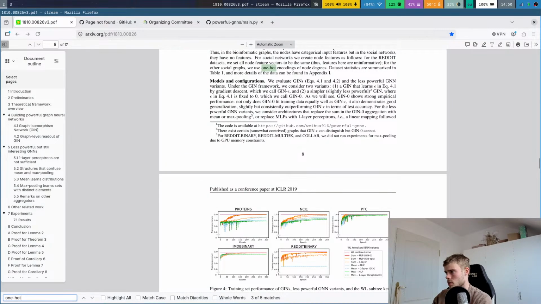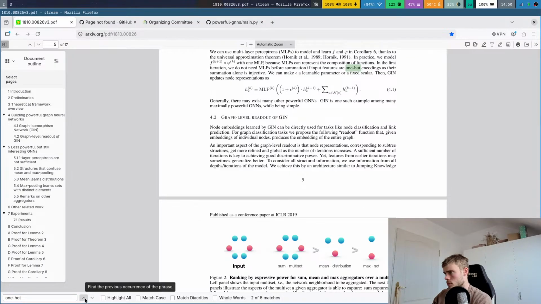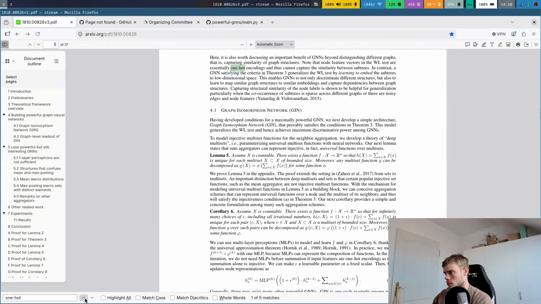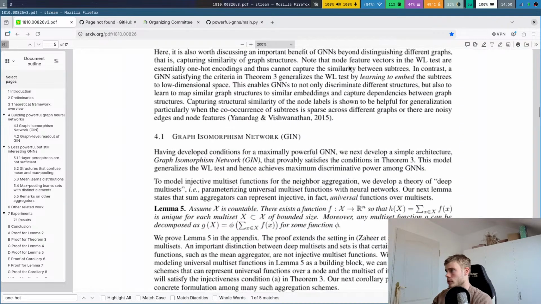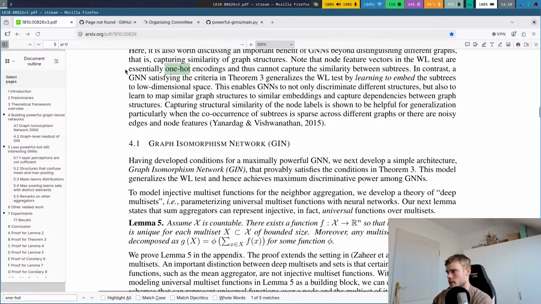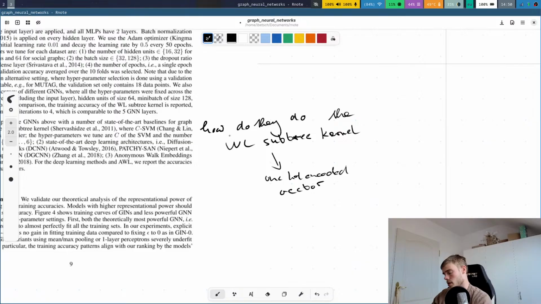1-hot. That node feature vectors in the WL tests are essentially one-hot encodings and thus cannot capture the similarity between subtrees. And do they use these one-hot encodings then and put an SVM on this? Support vector machine? Big question mark here.